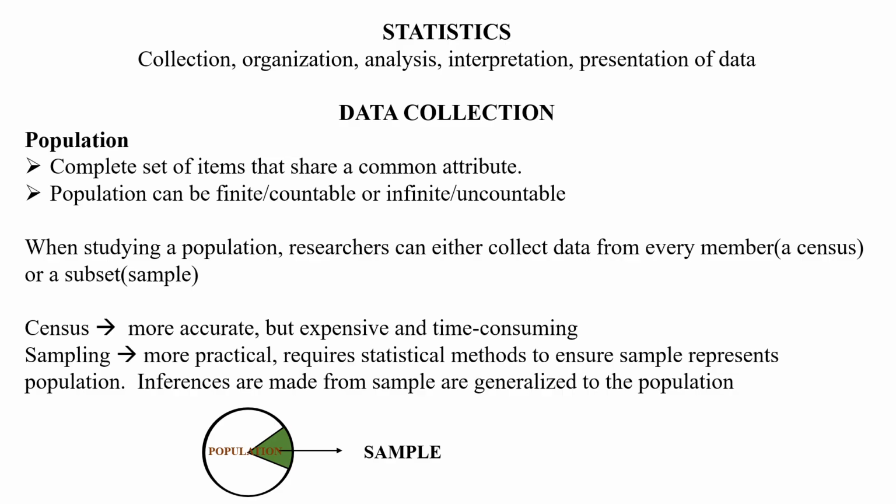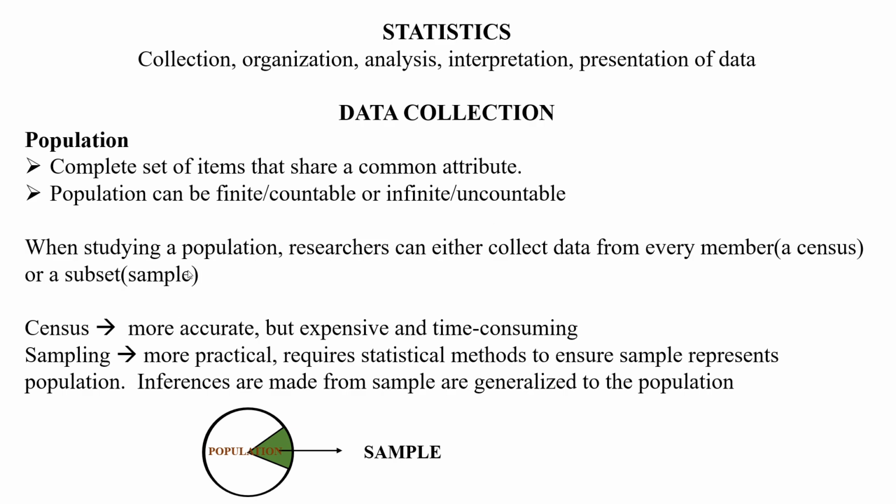Okay, so now we'll get into the definition. It might be easy for you to understand. Complete set of items that share a common attribute. So what is the common attribute that we saw from the example? The cancer is the common attribute. School going student is the common attribute. All patients who have cancer is the common attribute. All students who are going to school is the common attribute. Okay, so this population can be finite and countable, or infinite and uncountable.